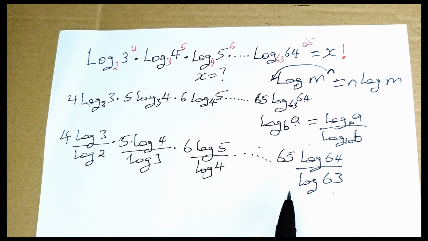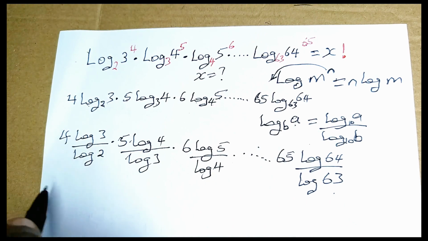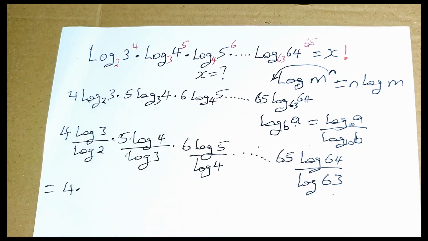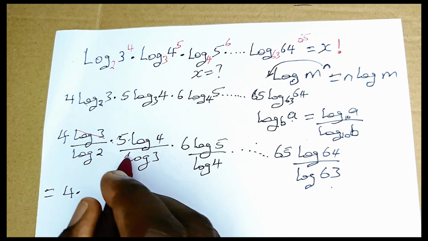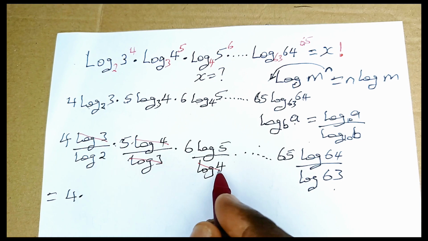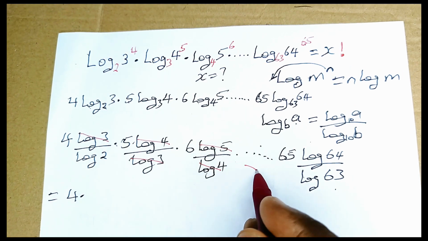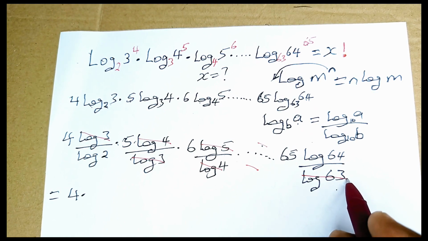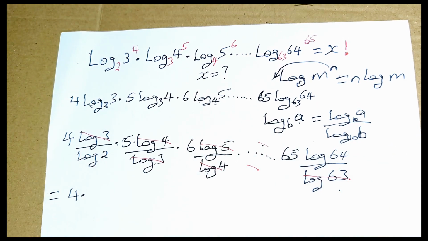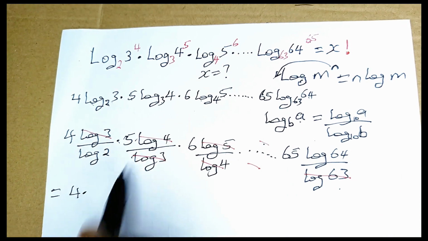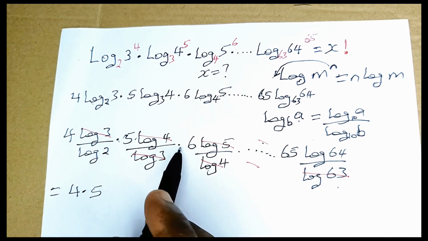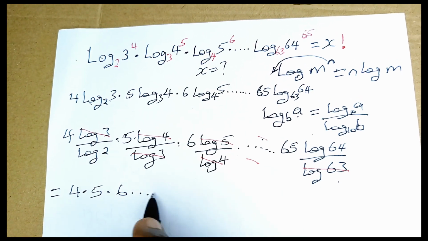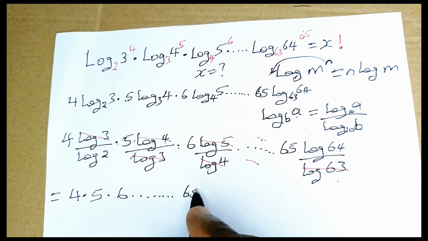Since everything will cancel out, we'll be left with this 4. So it will now be equal to 4, since it cancels out, because this cancels this, cancels this, and this cancels another one which is invisible. Another invisible one cancels this. It goes like that, so we are left with 4 multiplied by 5 multiplied by 6, and it goes until it gets to 65.